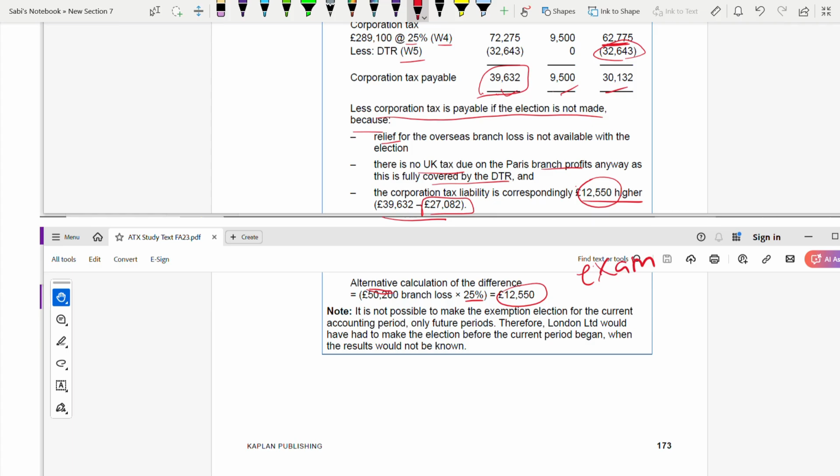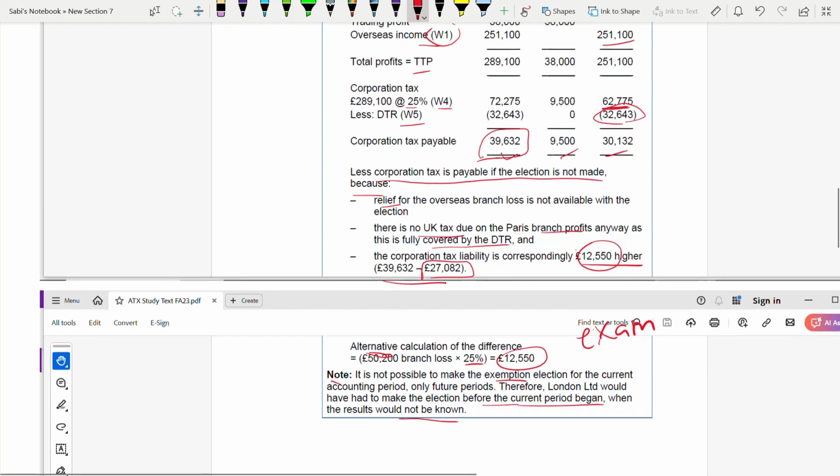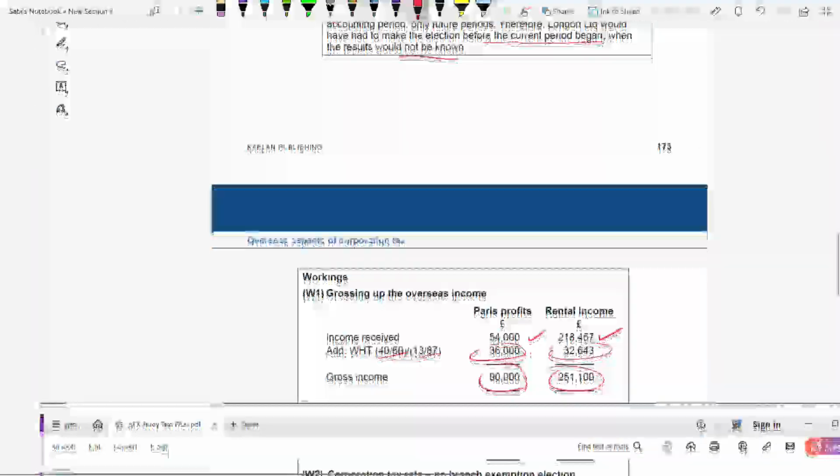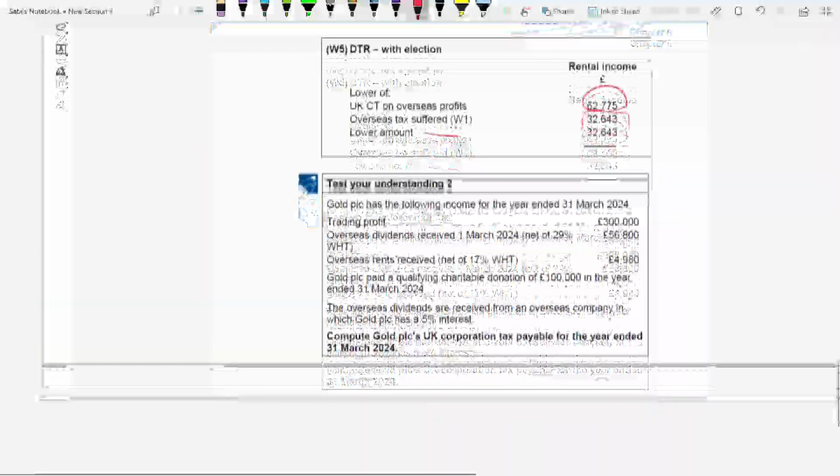So let's read the note. It is not possible to make the exemption election for the current accounting period, only for future periods. Therefore, they would have to make the election before the current period begins, when the results would not be known. You can't make it for the current period. You have to make it for the future period only. Now, so we have finished.